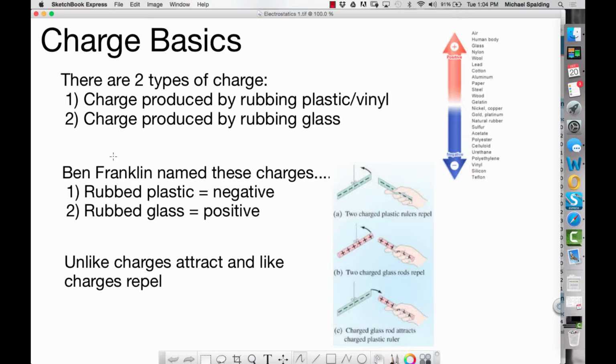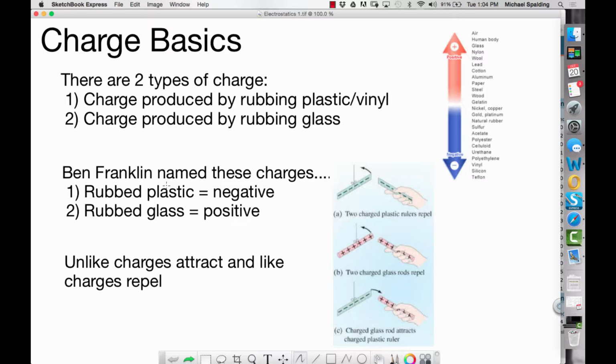I got a PVC pipe. So here we have plastic. If you rub plastic like this, it generates one type of charge versus rubbing a glass rod that generates another type of charge. It was Ben Franklin who named these charges positive and negative, and it was totally an arbitrary choice. I don't know if you realize that.